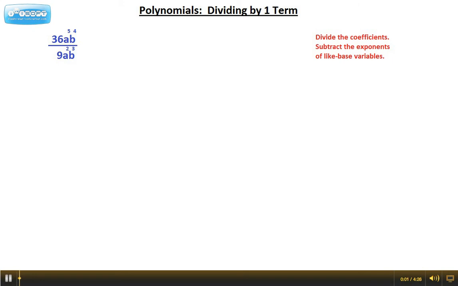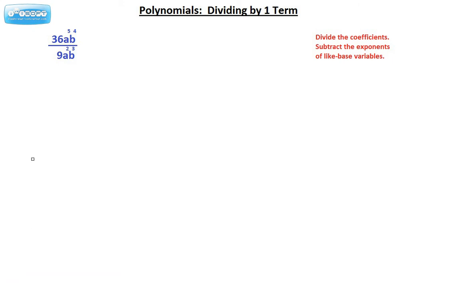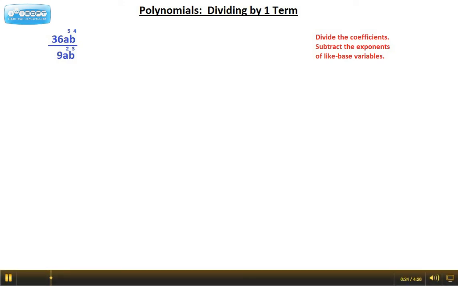In this tutorial, we're going to be dealing with dividing by one term. Here we have the term 36a to the 5th, b to the 4th, divided by 9a squared, b to the 3rd. We always divide the coefficients, which are the numbers, and subtract the exponents of any like-base variables. First, we're going to break this down into simple steps.